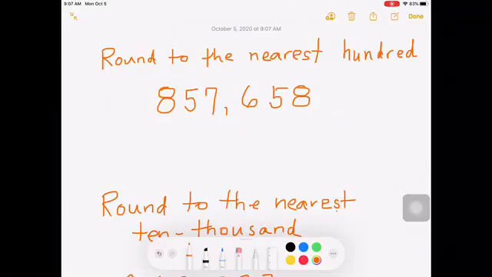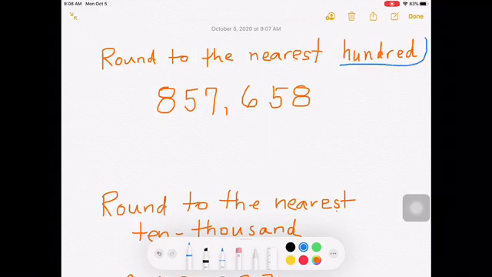This is a quick tutorial on how to round. We've been talking about this in class, so this is a video to help remember what the steps are. When you have the number, first you need to find out what you are rounding to. So we are rounding on this first one to the nearest hundred.